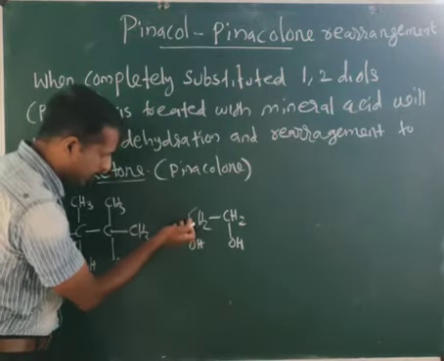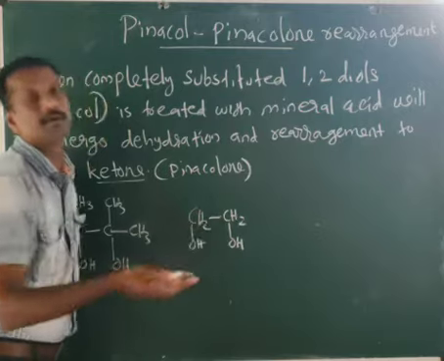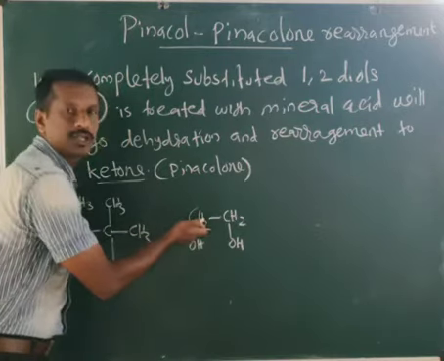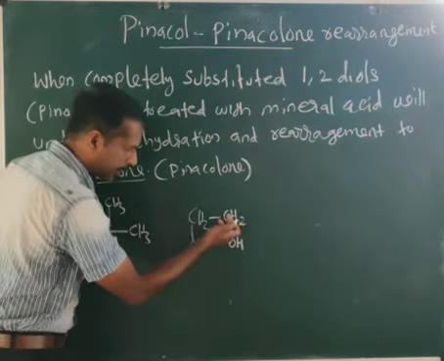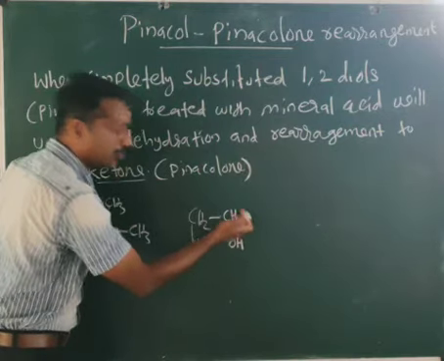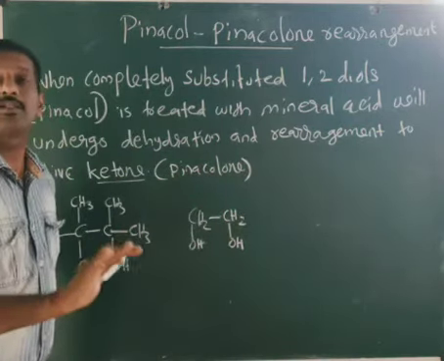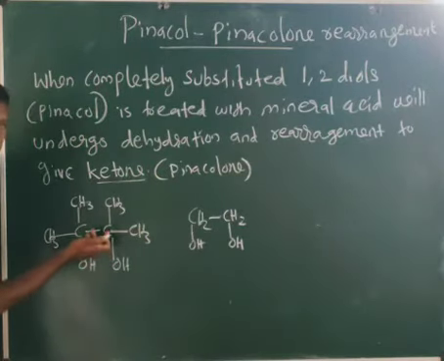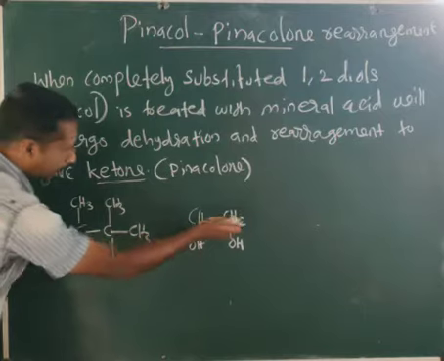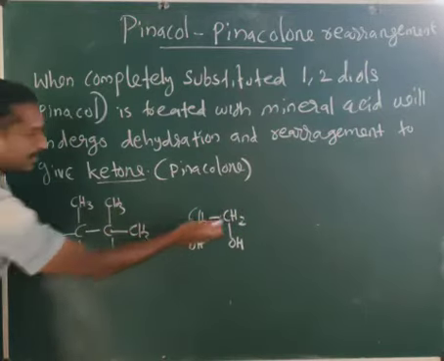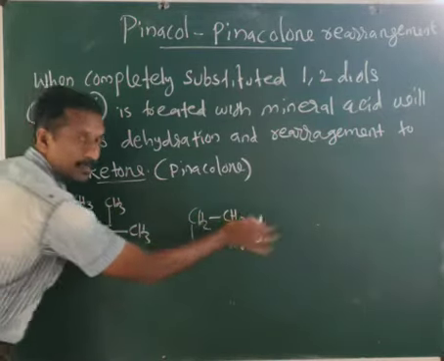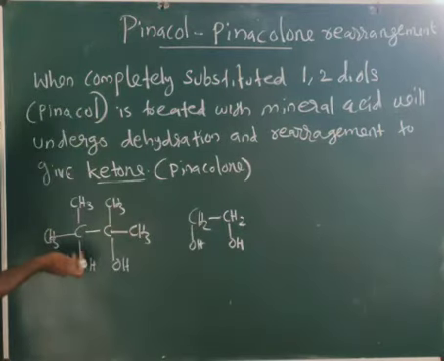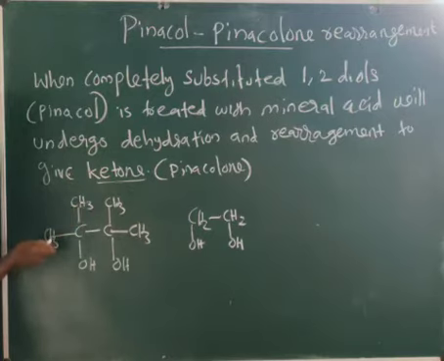The OH is attached to this carbon, and this carbon is connected to hydrogen atoms. There is no substitution here. Similarly, here also OH is attached to this carbon, which is joined with two hydrogen atoms, so there is no substitution. But look at here: the OH is attached to this carbon, and instead of two hydrogen atoms there are two alkyl groups. That means this carbon is completely substituted. Similarly, this OH is attached to a carbon joined with two methyl groups, so this carbon is also completely substituted.